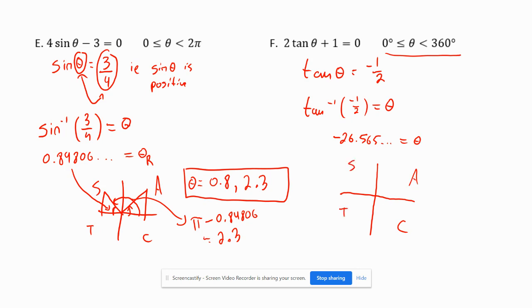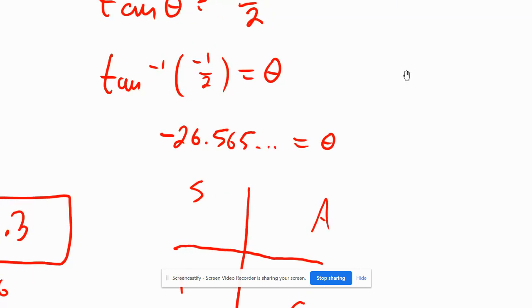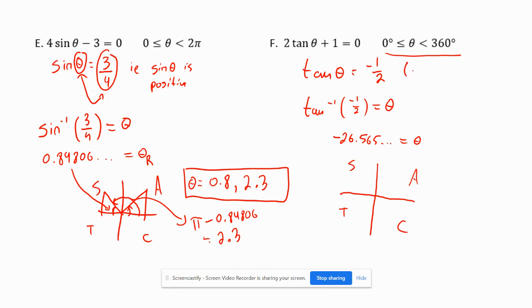But if I'm looking at my CAST rule, tan is negative, right? So let's put this in brackets here. Tan is negative. So in which quadrants is tan negative? Well, it's positive in A, so it's not in here, and it's positive in T. So that means we could be in the S quadrant or in the C quadrant.